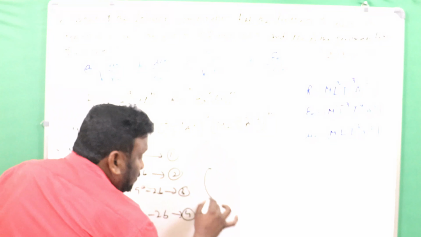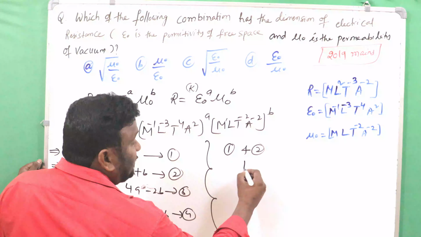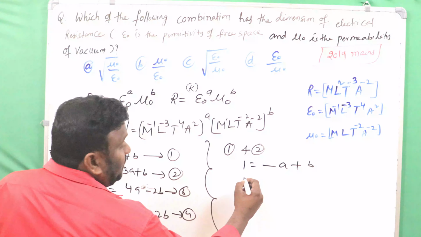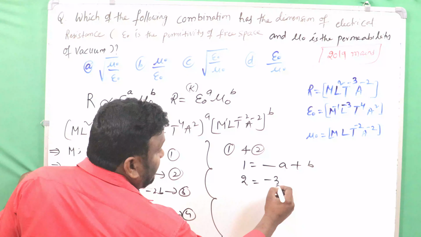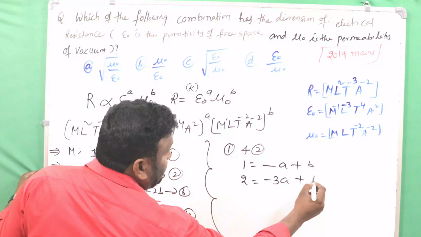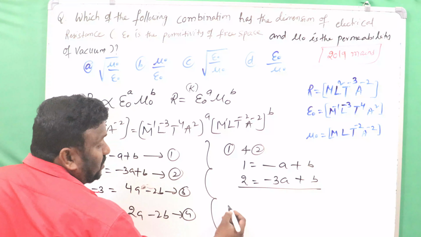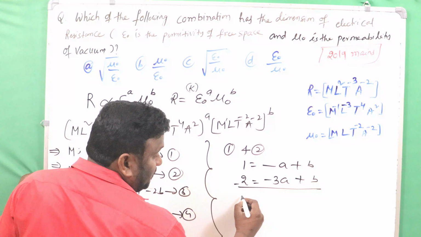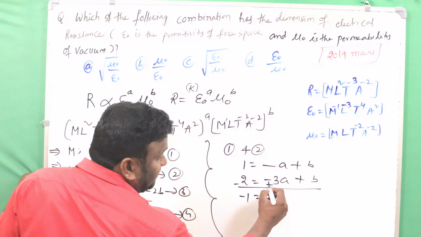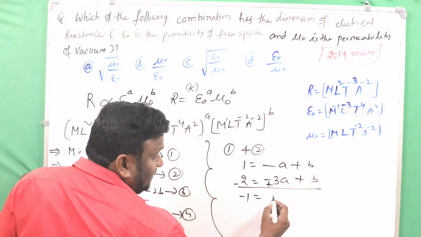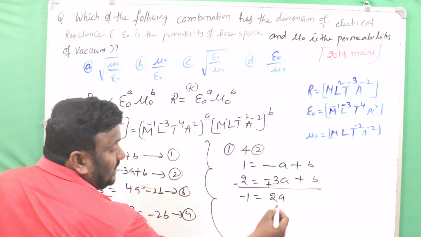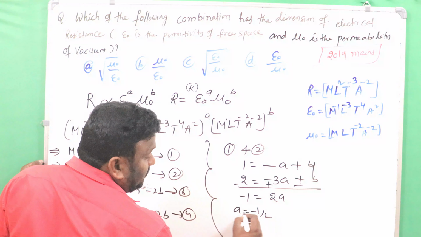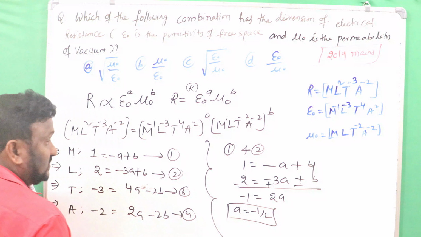Clear? So from 1 and 2, we write 1 is equal to minus A plus B, and 2 is equal to minus 3A plus B. You can subtract these two equations. What do you get here? Minus 2 plus 1, minus 1, is equal to 3A minus A, that is 2A, and B will cancel. Then A is equal to minus 1 by 2.